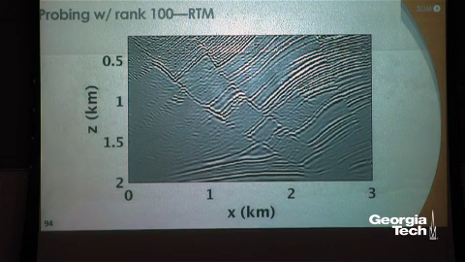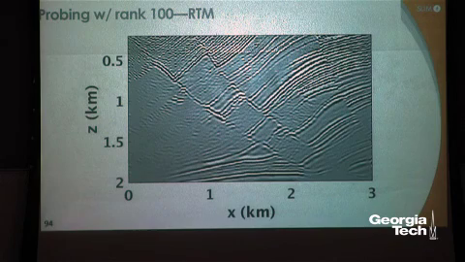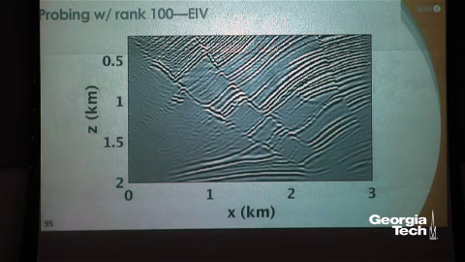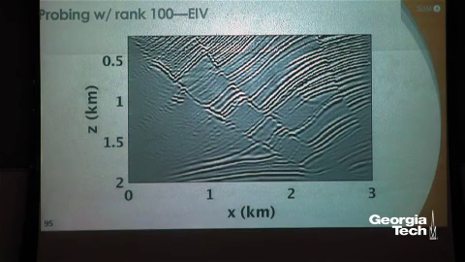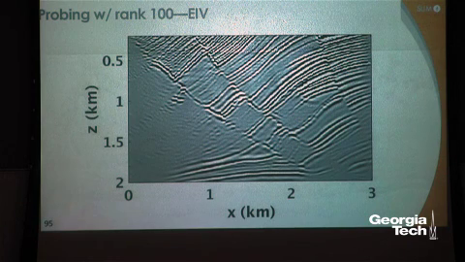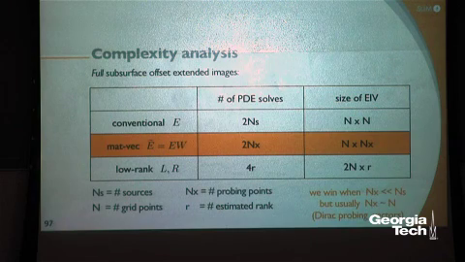And this is when we increase the number of probings to 100, and there's still an enormous difference. You can see certain reflectors coming up that didn't exist in the other approach just by doing these smart randomized linear algebra tricks. Okay, so I think that's it. I want to leave it here.